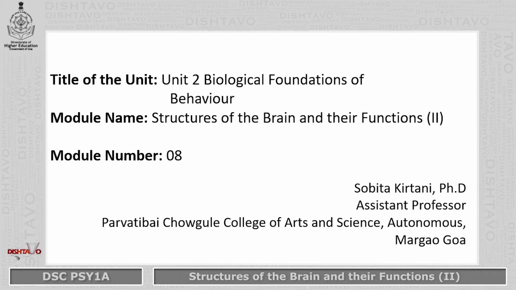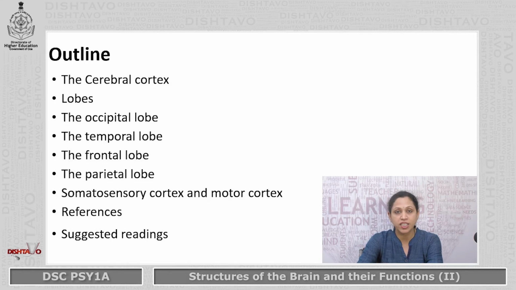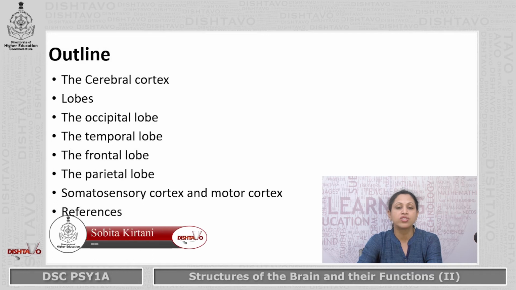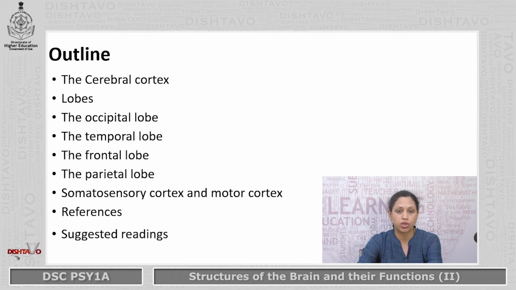Well, you know that the forebrain is one of the most recent structures of the brain in the evolutionary scheme, with the cerebral cortex being the most recent one. The forebrain is that part of the brain which differentiates the human brain from the brains of other animals. In this module, I will be talking about the cerebral cortex in particular, within which we will talk about the lobes, somatosensory cortex, and motor cortex.